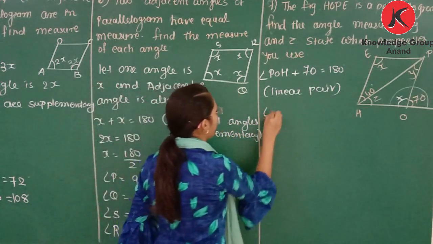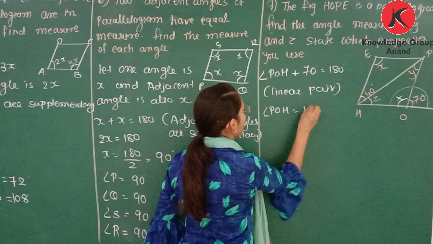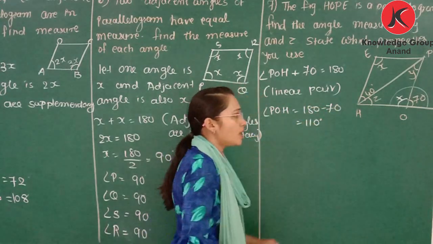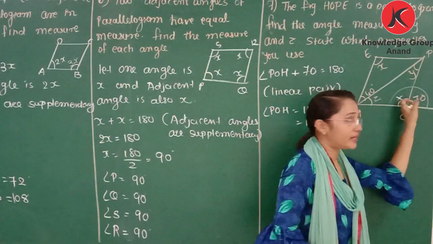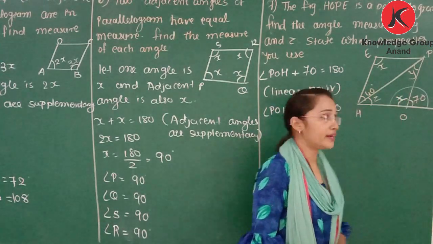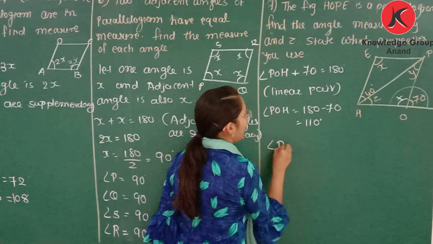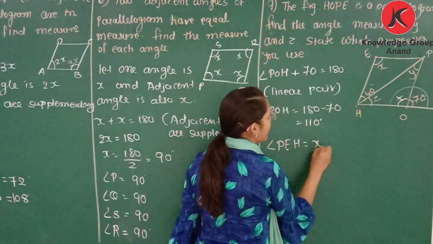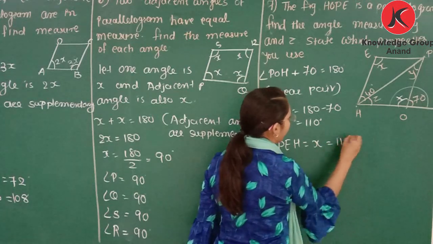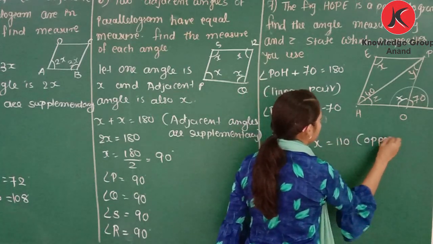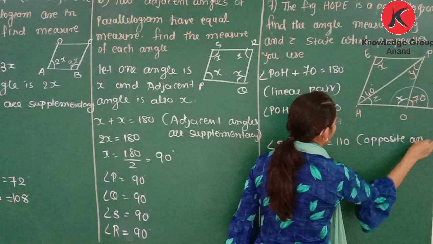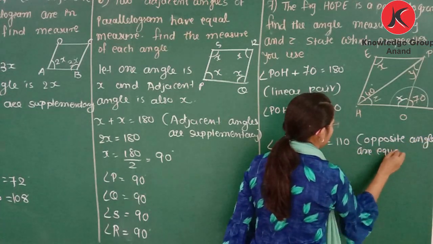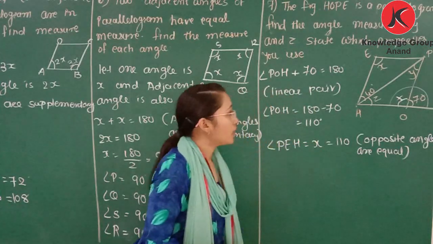So we get angle POH, that is 180 minus 70, 110. If this angle is 110, the opposite angle is also 110. So we get angle PEH, X is equal to 110 by opposite angle. Opposite angles are equal. Clear?